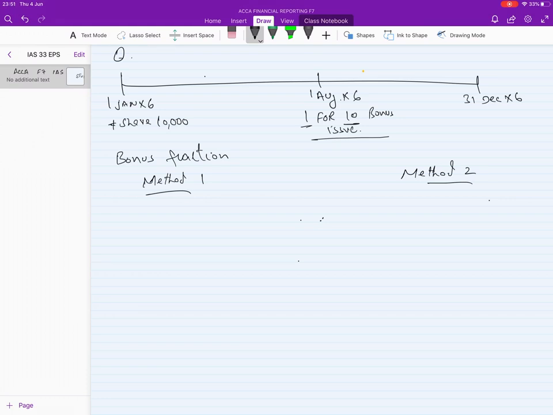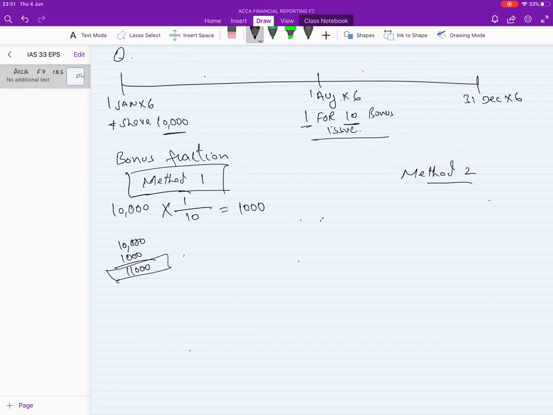So method 1 is you can do this. You had 10,000 shares before. The bonus issue is you will get one share if you have 10, so 10,000 divided by 10 gives you 1,000 shares. Previously you had 10,000 shares plus now you're getting 1,000 shares extra. You get 11,000 shares at the end of the year. This is method 1.